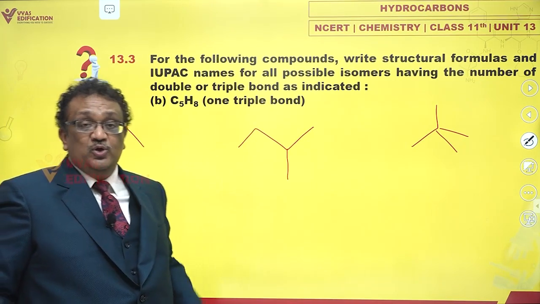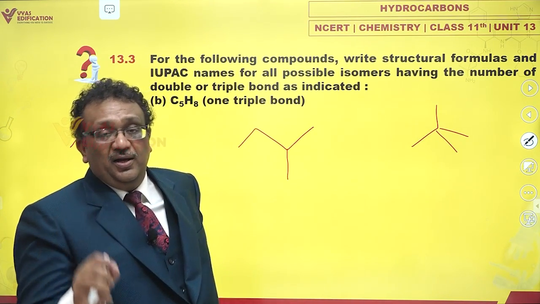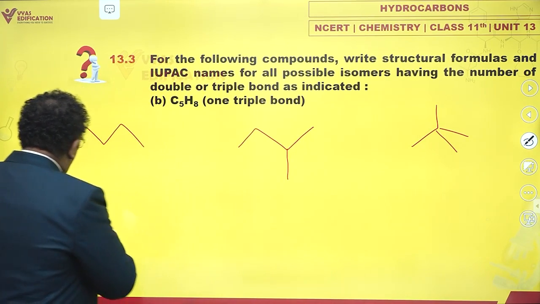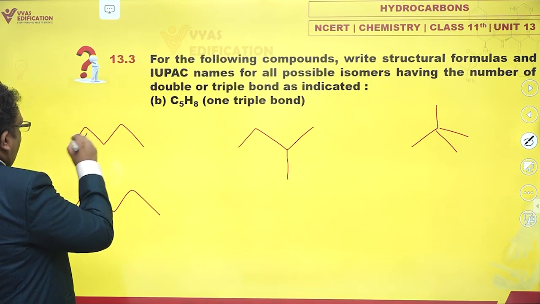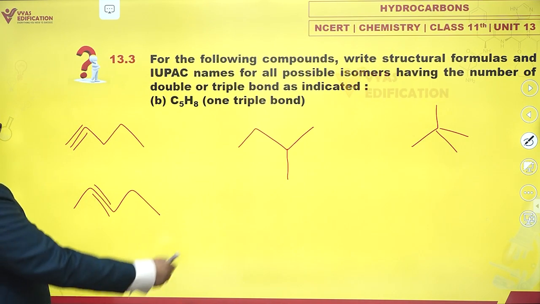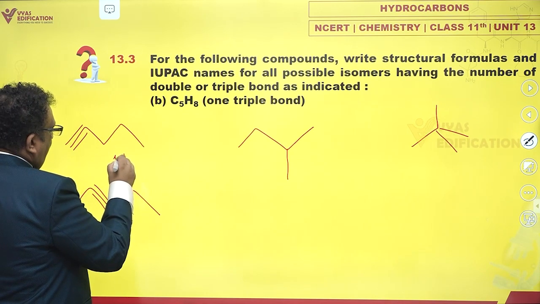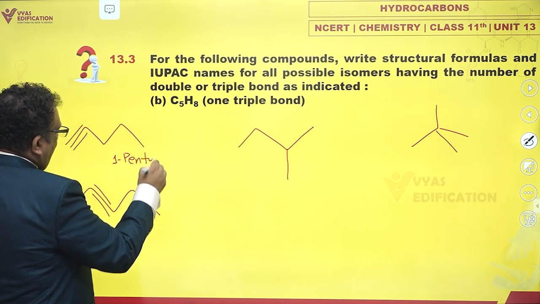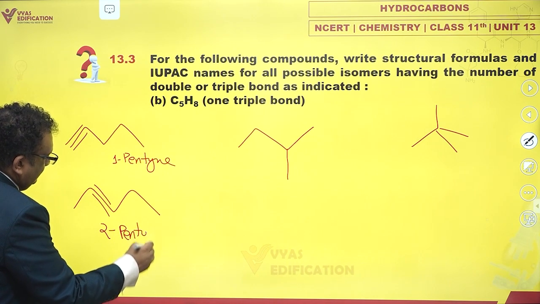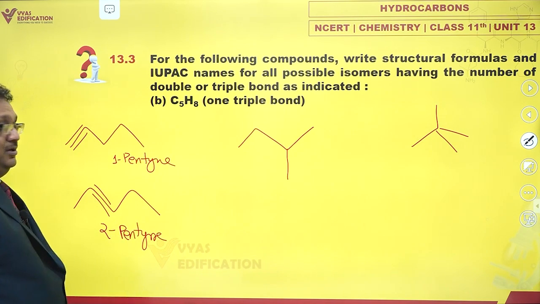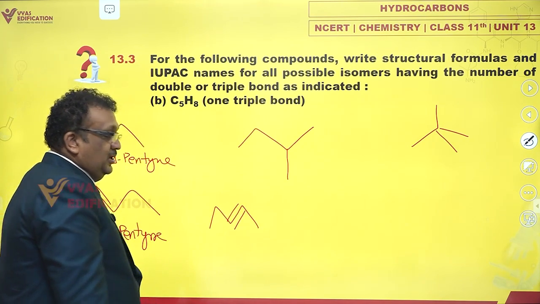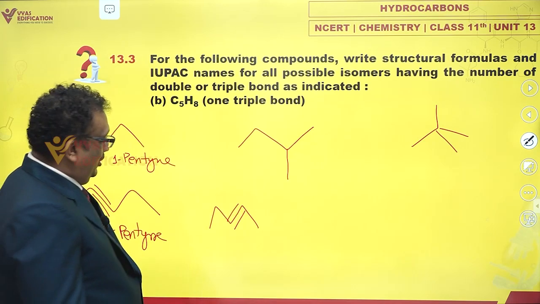And now I am supposed to actually put a triple bond anywhere. In how many different ways can I put that triple bond? I could do it here, I could do it here. What is this? This is 1-pentyne. And there is 2-pentyne. And that's it. Now some of you may say, no sir, there is more possible. You could write this also. This is 3-pentyne.